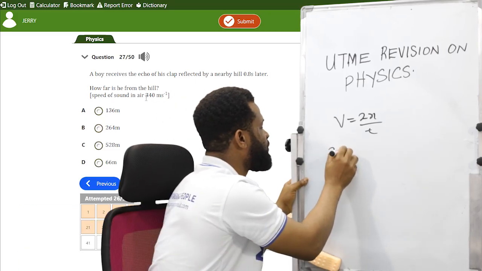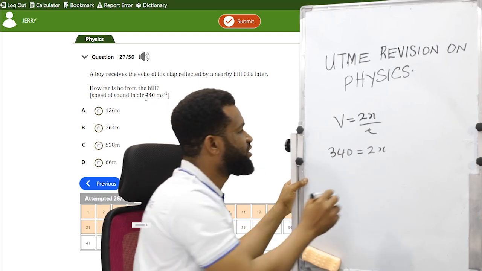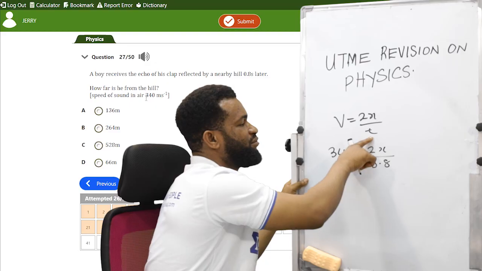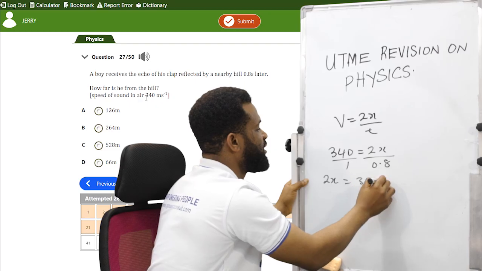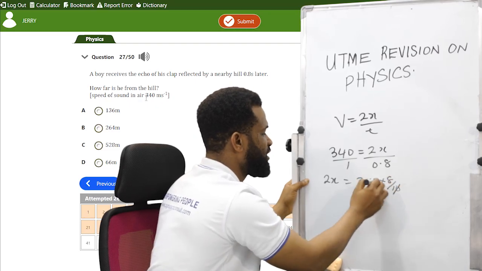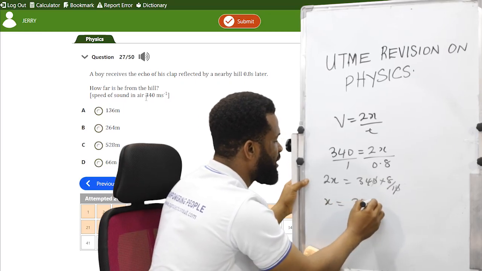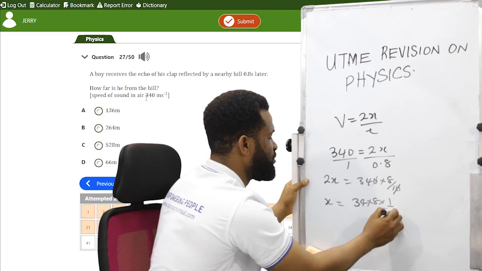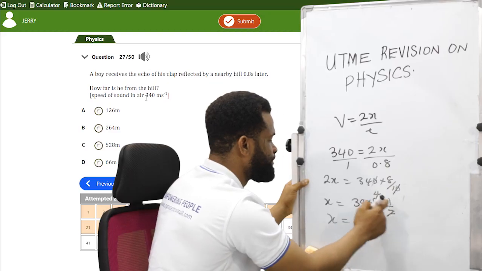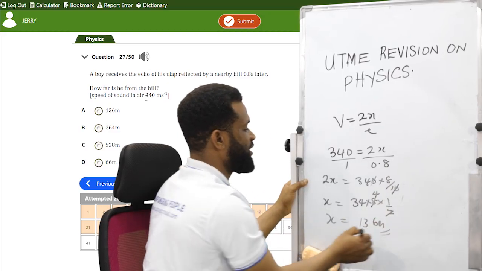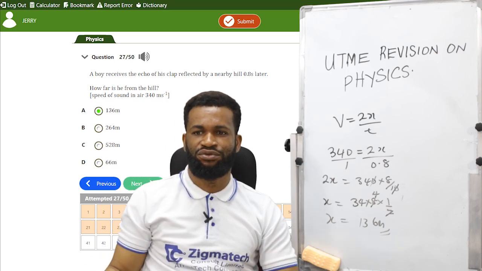So V is given as 340 is equal to 2 multiplied by x. I am looking for the distance, all over 0.8. The time is 0.8. So what I'm going to do is 2x is equal to 340 times 8 over 10. This cancels this. You have that x is equal to 34 times 8 times 1 over 2. This times this is 4. X is equal to 16, write 6, carry 1. 12 plus 1, 136 meters. So 136 meters is option A.